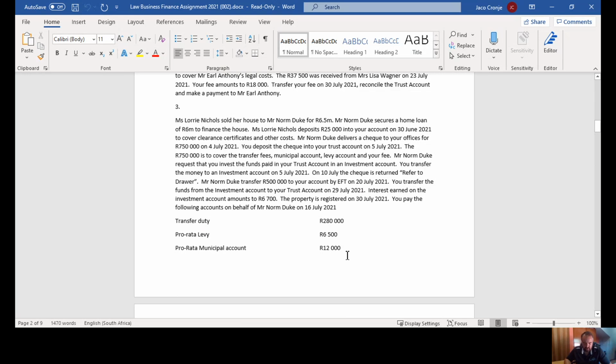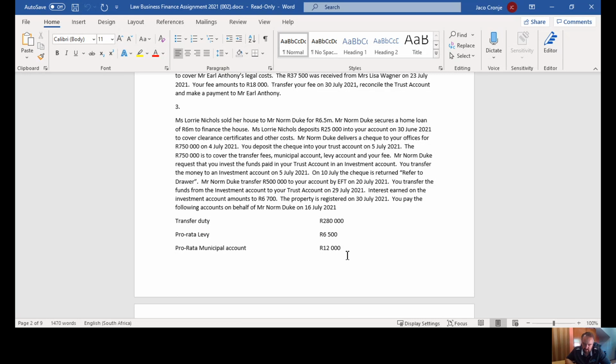Okay, so number 2 I also think is relatively simple. Then we get to number 3. My first note on number 3, you'll see that is a conveyancing matter between a Miss Laurie Nichols and a Mr. Norm Duke. In the mark plan, the way that they want us to answer this is they want separate T accounts for the buyer and for the seller. So you're going to have a separate T account for Miss Laurie Nichols and a separate T account for Mr. Norm Duke. Okay, so let's read through number 3.